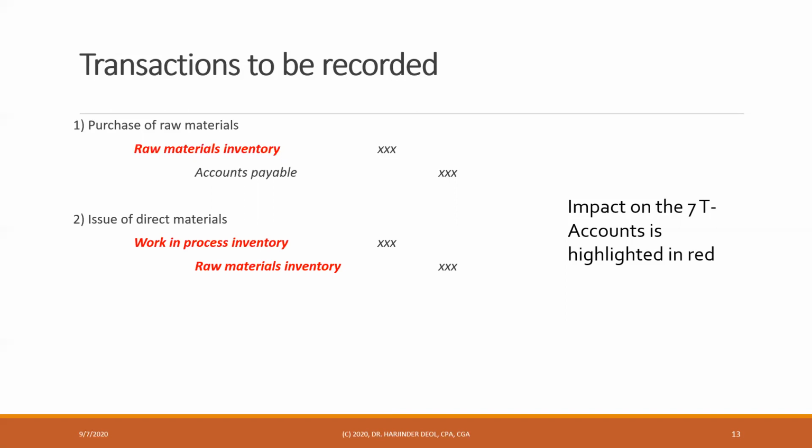Notice here, both work in process and raw materials are part of the T accounts that we prepare. So notice we credit the raw materials inventory for the cost of direct materials, and we debit work in process for the same dollar value. So it's a flow of cost out of raw materials into work in process.